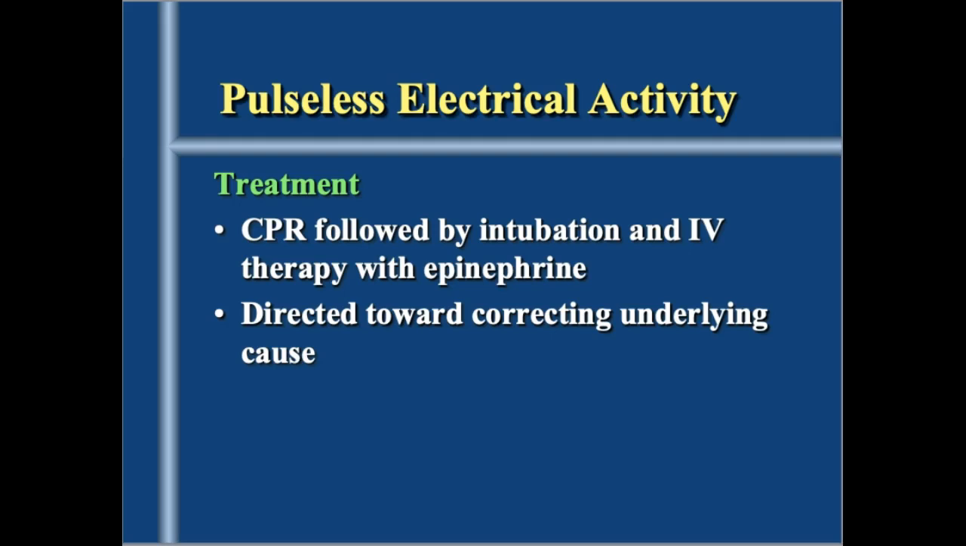The 4 H's and 4 T's that I was referring to: you've got hypovolemia, hypoxia, hydrogen ion, which means they could be acidotic. You could be hypothermic. You could have high or low K. The T's are things like toxins, drug toxicity, cardiac tamponade, tension pneumothorax, trauma, or clots, which we call thrombosis in our 4 H's and 4 T's.